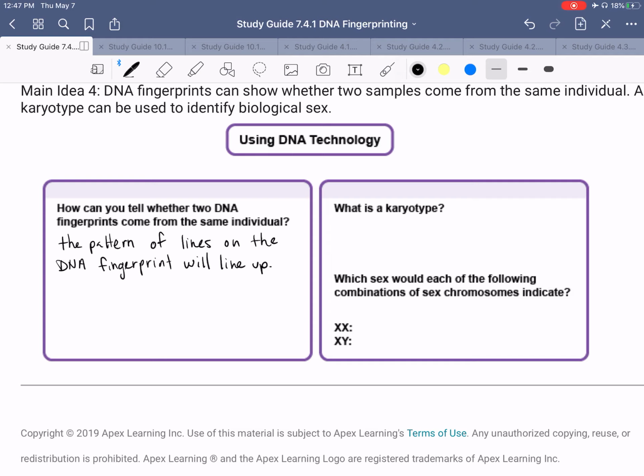All right, let's go to page number 11. So DNA fingerprinting is not the only DNA-based technology. Scientists sometimes look at all of a person's chromosomes in an image called a karyotype. A karyotype shows some types of diseases or disorders, as well as a person's biological sex. So what is a karyotype? It's an image that shows a person's chromosomes.